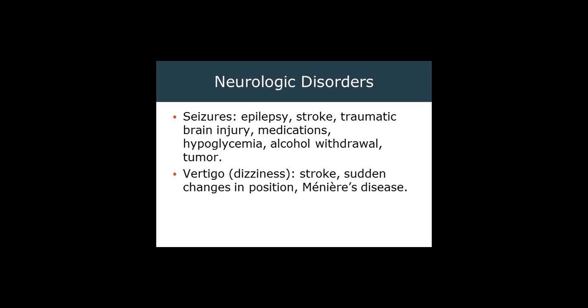So TBIs are a possibility. Remember, even a fall from standing can cause a significant brain bleed, particularly the older you get and the more health problems you have. Hypoglycemia, alcohol withdrawals. There are lots and lots of elderly patients who are addicted to alcohol and even some drugs. Vertigo is fairly common, or dizziness from strokes. Other changes in positions where they're orthostatic potentially. Meniere's disease, which we mentioned a few chapters back.